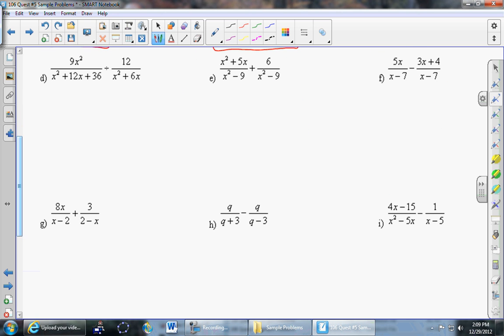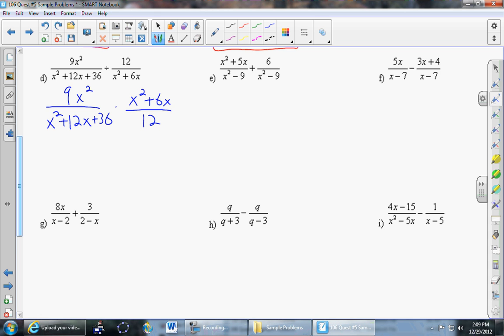Part D. 9x squared divided by x squared plus 12x plus 36 divided by 12 over x squared plus 6x. Okay, I'm going to go ahead and do my keep, change, flip first. Keep the first fraction. Change division to multiplication. Flip the second fraction.